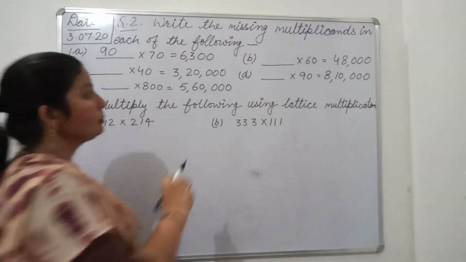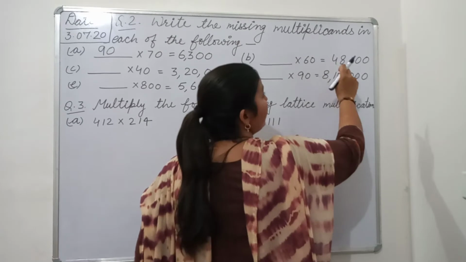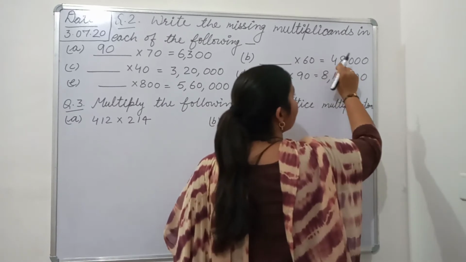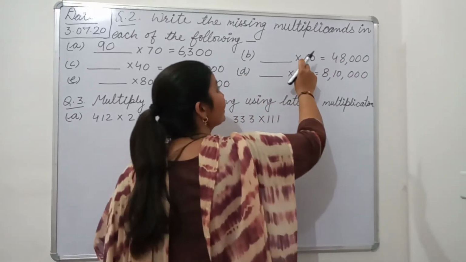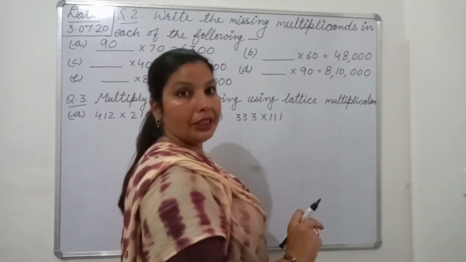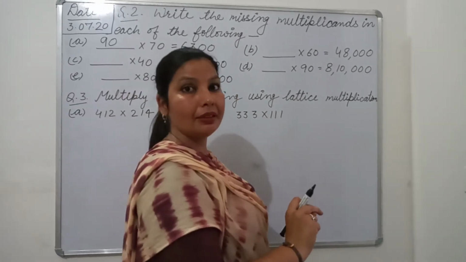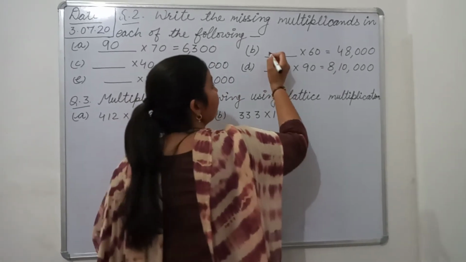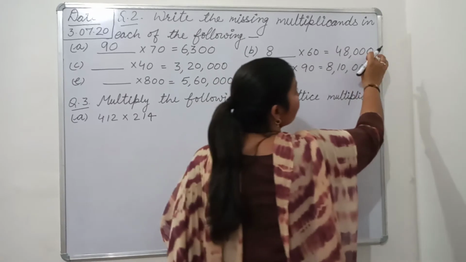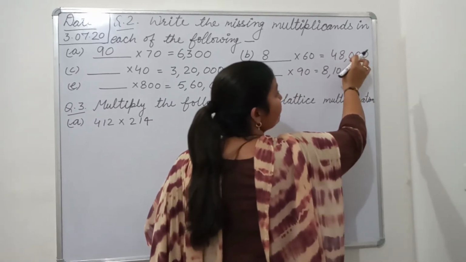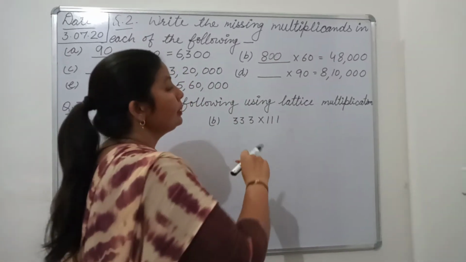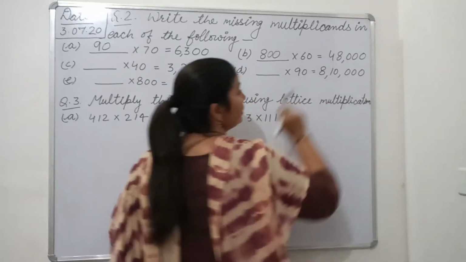Okay. Now it's the B part. Here the multiplier is 60 and the product is 48,000. So first of all we will see the non-zero product is 48. Okay. So in the 6 table, where is 48? 6 eights are 48. So that means we write here 8. Now we will see 0. Here is 1 times 0. Now how many zeros are left? 2. So those 2 zeros we will take here. Okay. So 800 multiplied by 60, then we will get 48,000.